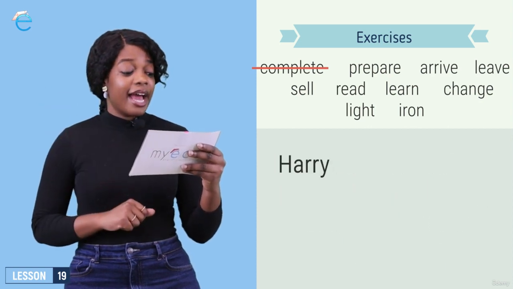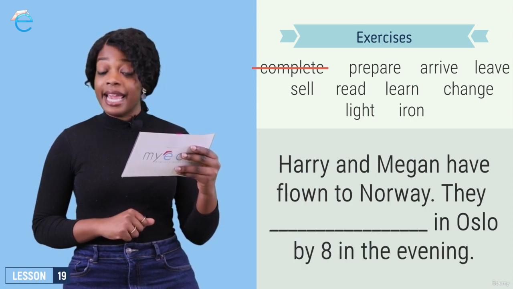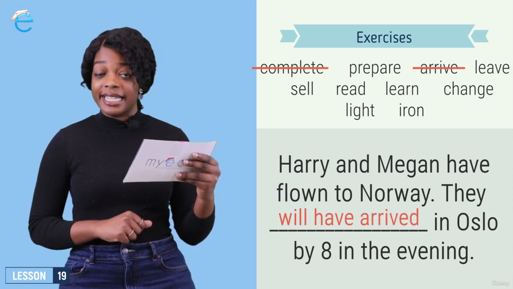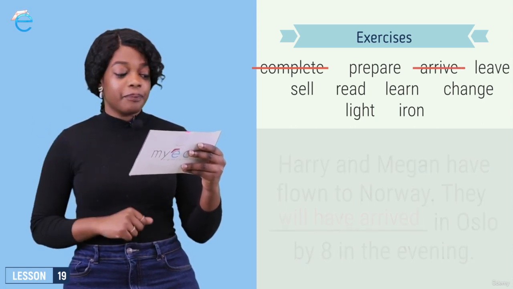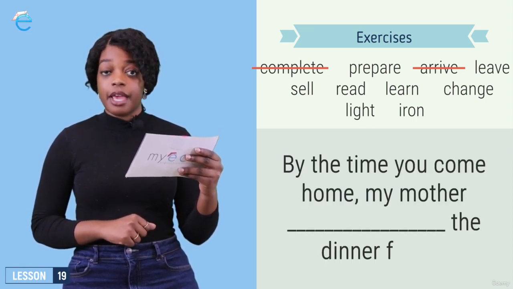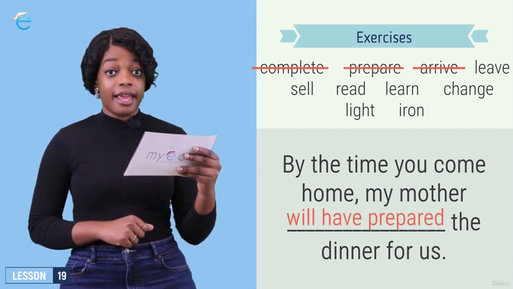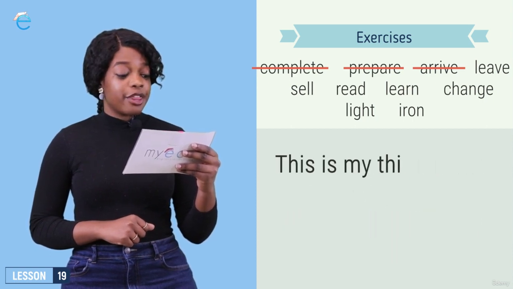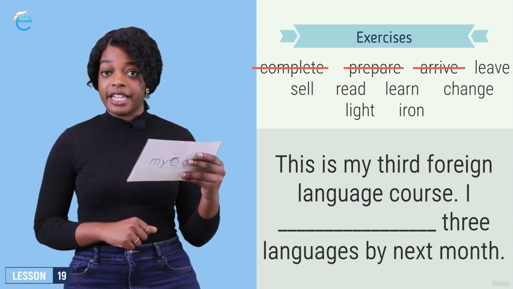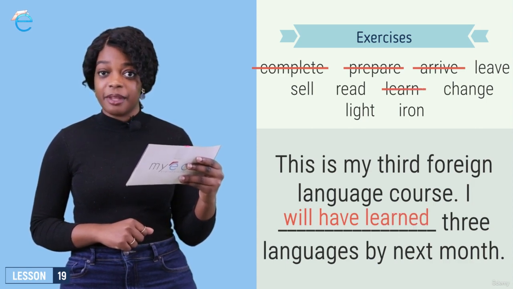Number 2. Harry and Meghan have flown to Norway. They blank in Oslo by 8 in the evening. They will have arrived in Oslo by 8 in the evening. Number 3. By the time you come, my mother blank the dinner for us. My mother will have prepared the dinner for us. Number 4. This is my 3rd foreign language course. I blank 3 languages by next month. I will have learned 3 languages by next month.